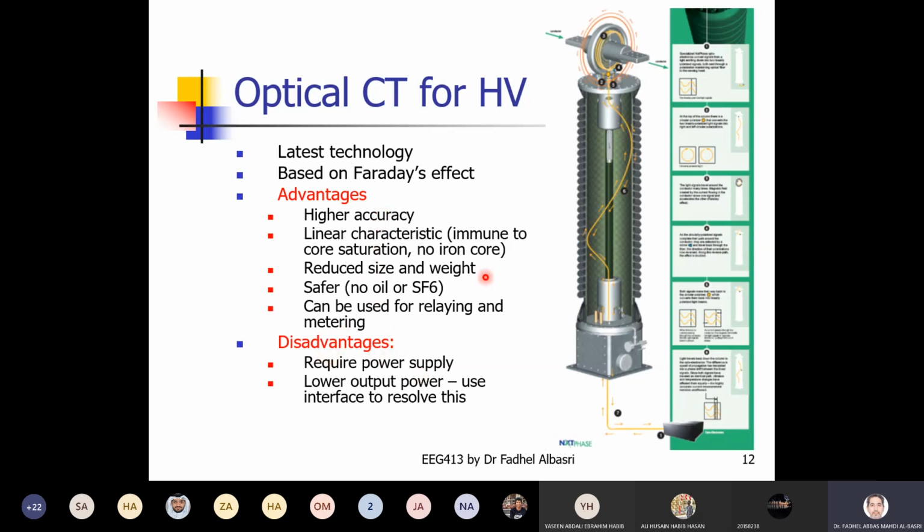However, it has disadvantages here. It requires a power supply for this light beam to get generated. It has a lower output. The output signal here, a light signal, has to be amplified, so the output here is low and also requires amplification.